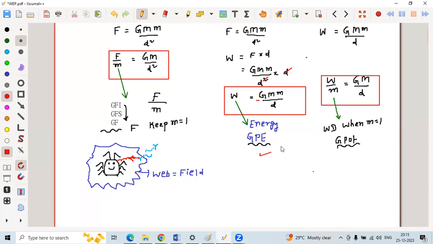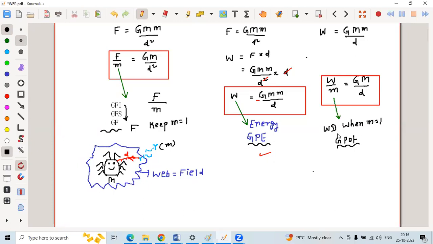Adada, gravitational potential energy. So what is gravitational potential energy? The work done by the spider on the mosquito to take it to the center is called gravitational potential energy. Who is capital M? Spider. Who is small m? Mosquito. This is capital M. This is small m. That's all. What is the distance? The red color distance.